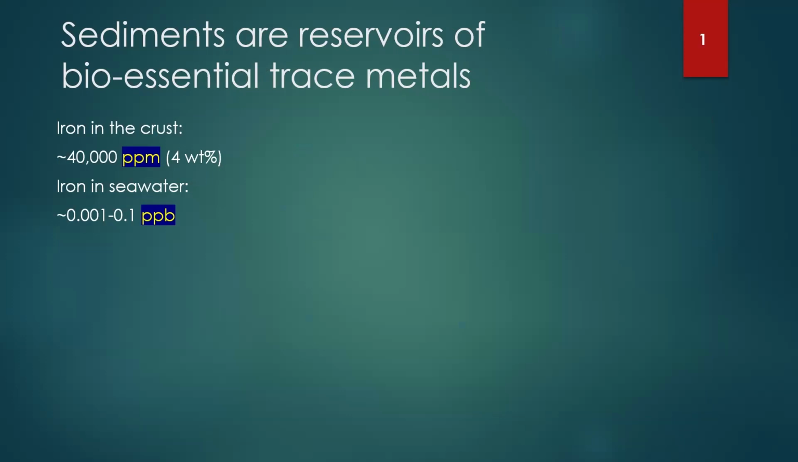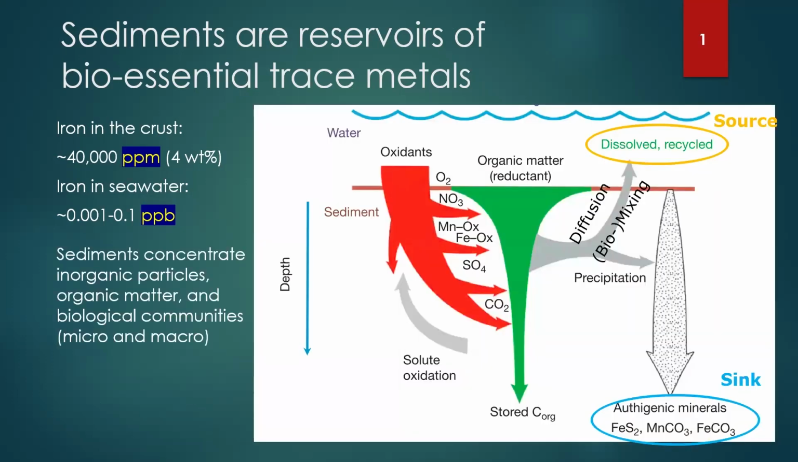So I've just illustrated the typical concentration of iron in Earth's crust is like 40,000 ppm, and iron in seawater is like 0.001 to 0.1 ppb. So a really, really huge difference. And this is partly why iron from sediment sources, usually from lithogenic particles that are dissolving, is potentially a really important source of iron in the ocean.